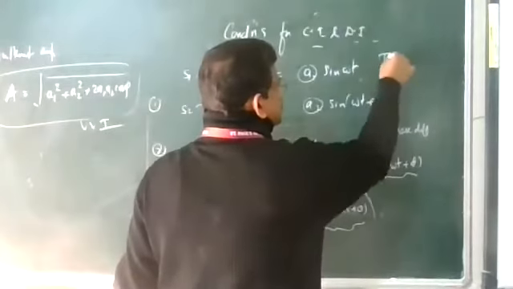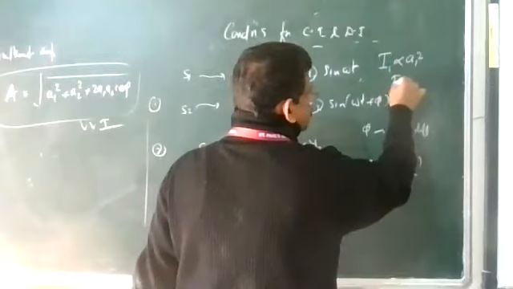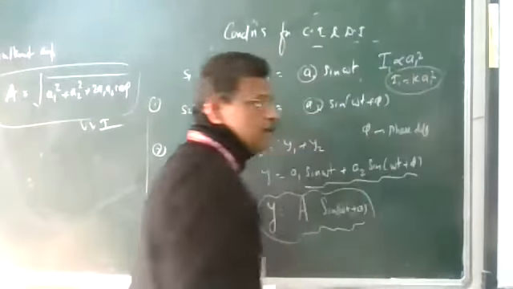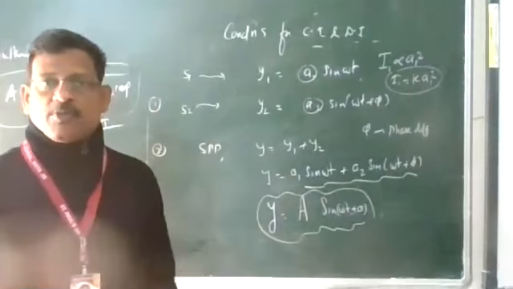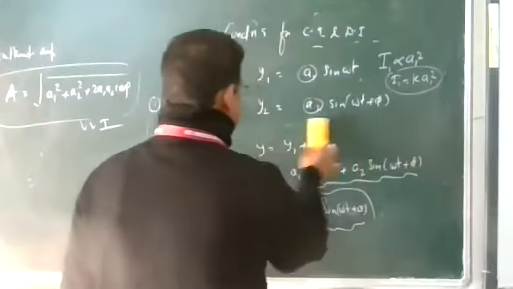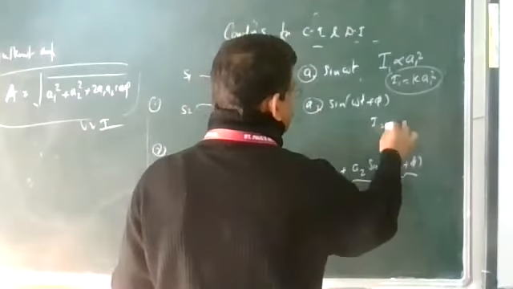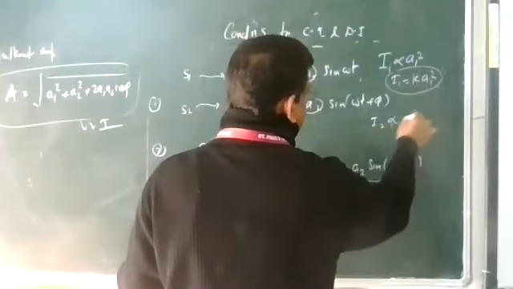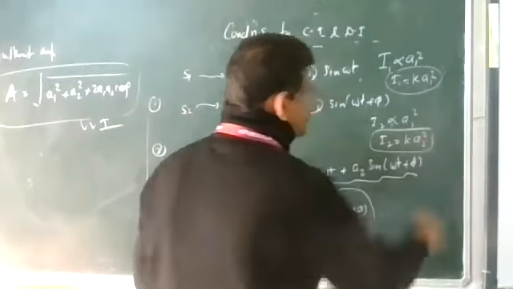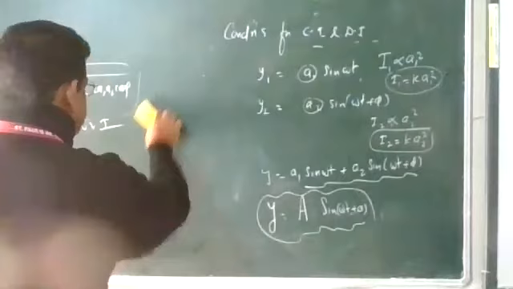So the intensity of the first source is proportional to A1 square. For proportionality, we can remove the constant, so I1 is A1 square. Always, intensity is proportional to the square of the amplitude. For the second source, we have amplitude A2, so the intensity of the second source is proportional to A2 square, and we can write the constant as I2. So this is intensity.